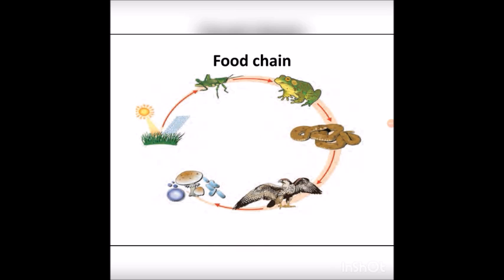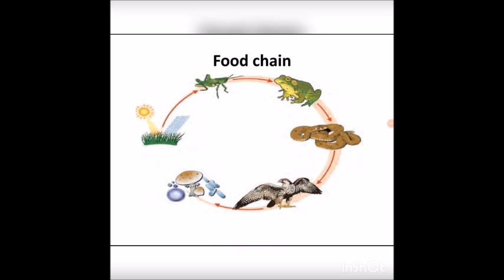In the presence of sunlight, soil and water, the grasses grow. The grasses, you can say, are plants. Plants grow in the presence of sunlight, soil and water. Then the next thing you can see in this picture is a grasshopper. This grasshopper is dependent upon grass for its food.